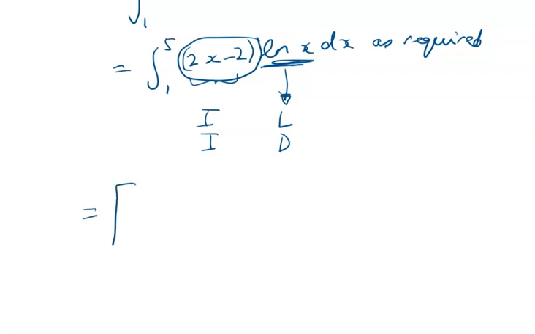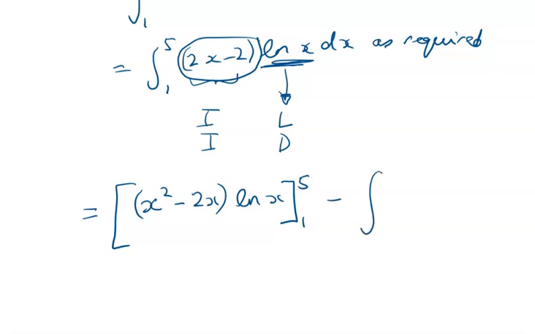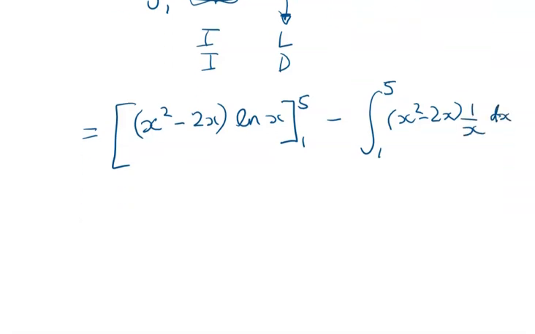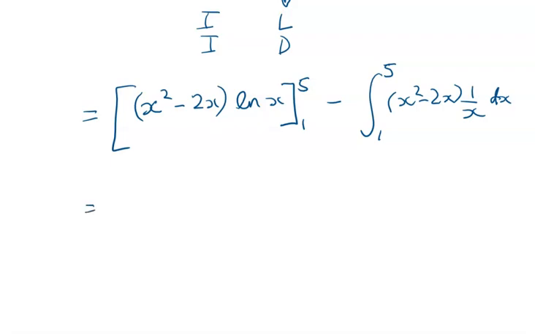Okay, so the first step of integration by parts is to integrate 2x minus 2. That's going to give me x squared minus 2x times the other function, the natural log of x, evaluated at 5 and 1, minus the integral from 5 to 1. So integrating this again, we get x squared minus 2x, and this time we're going to differentiate the log of x. So we get 1 over x dx. You can see that that's going to clean up really well.